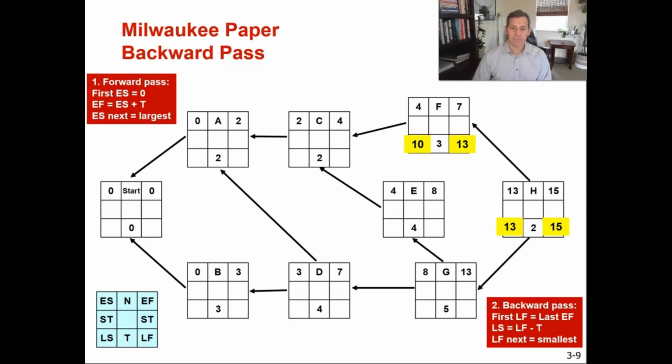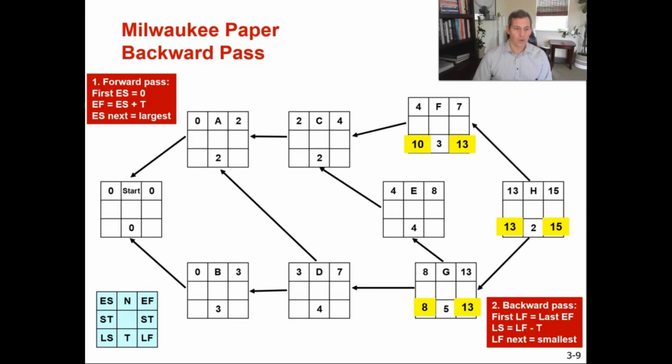Now let's go to G. For G, we look at the immediate successor, which is H, and that has a 13-week latest finish. So our LS equals our latest finish minus time. For G, you're going to take 13 weeks minus your 5-week duration, and that gives you 8 weeks for G.